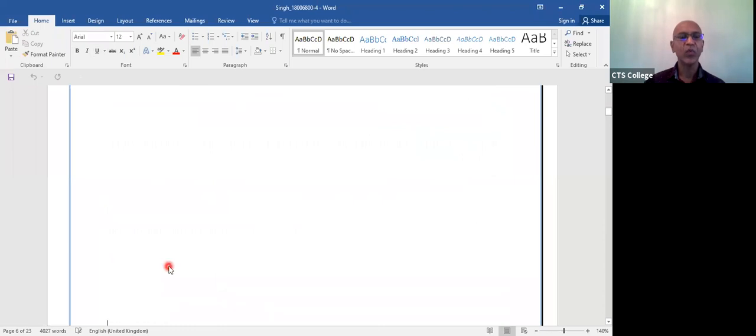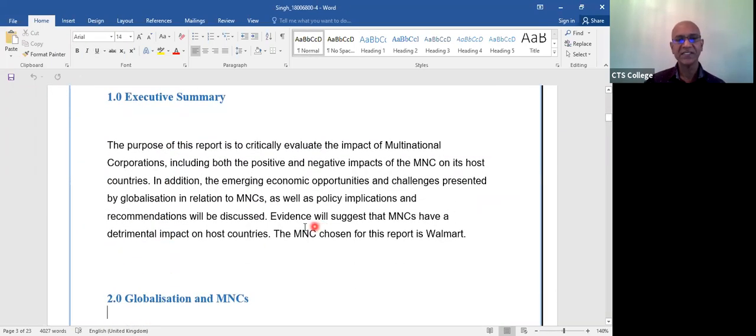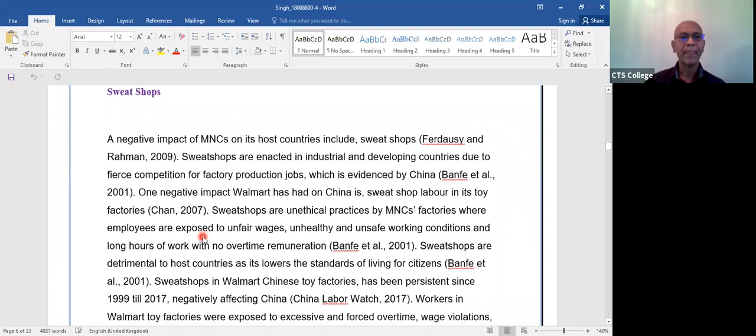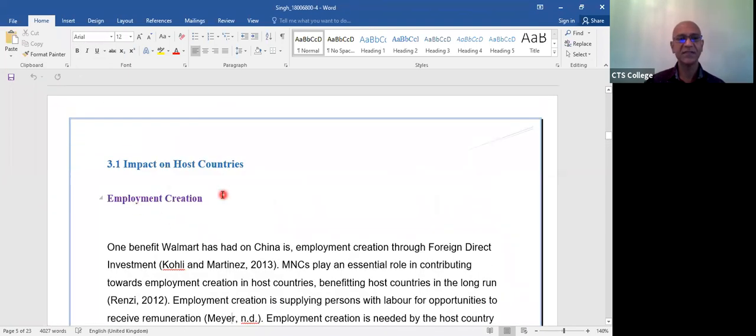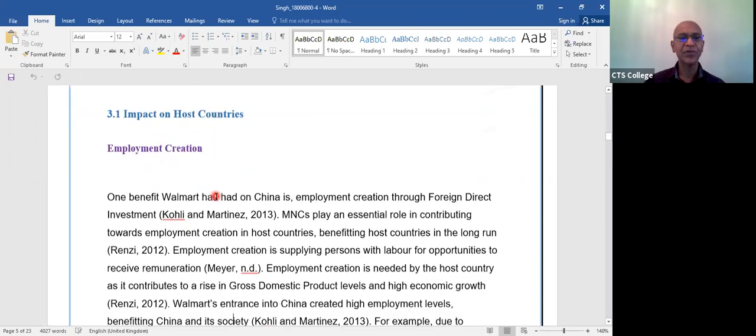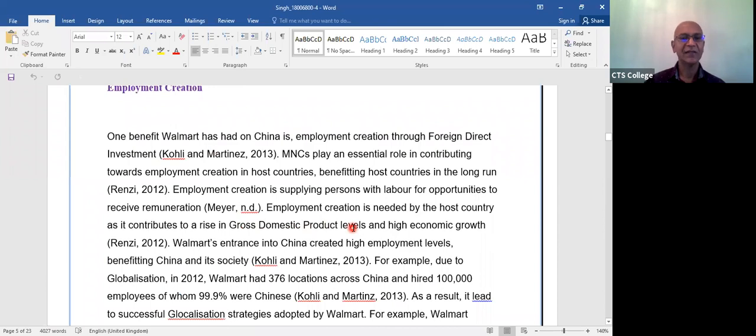It is in keeping with what was said at the executive summary. The student said that evidence will suggest that MNCs have a detrimental impact on their host countries, meaning that the reader can expect to find more information on negative consequences and less information on positive consequences. So let's proceed. We have discussed the first positive, employment creation. I told you how this can be improved by infusing a greater level of theoretical content, by including more data on GDP, by including the impact on how the citizens had benefited.